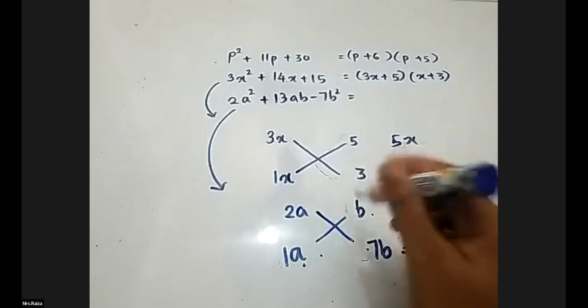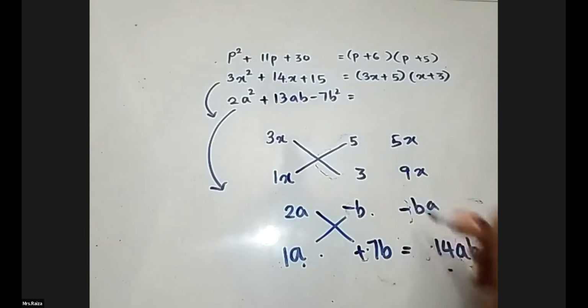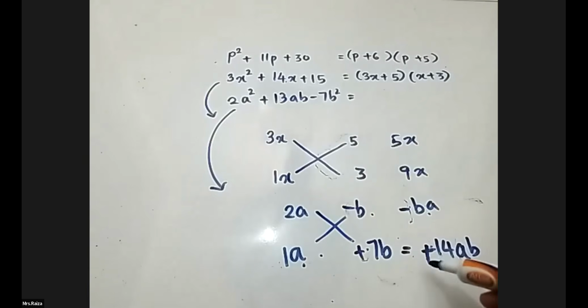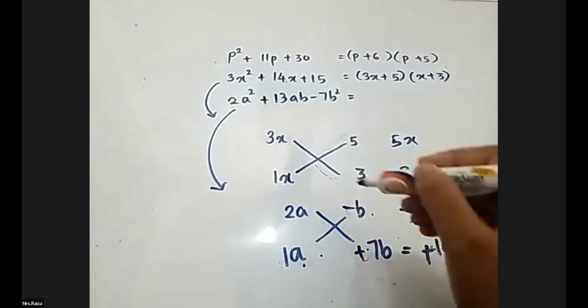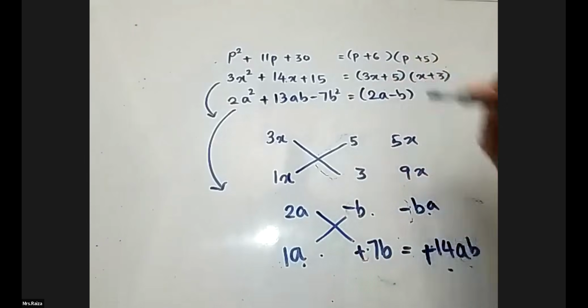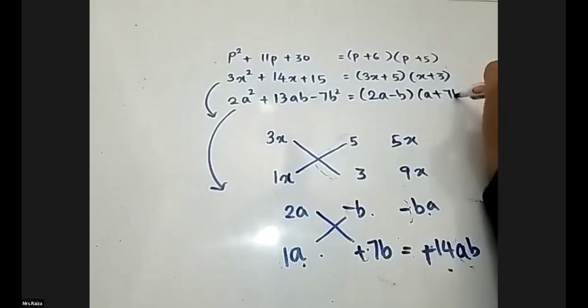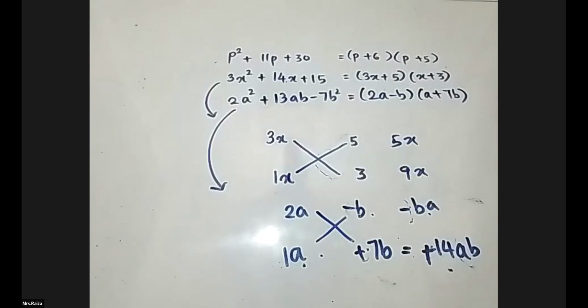No, the symbol should change. Plus 13 we need, because it is positive. Here the symbol should change. Then you can write the factors: 2a minus b is one factor. The other factor is a plus 7b. Did you understand how to do it? Observe and tell me.